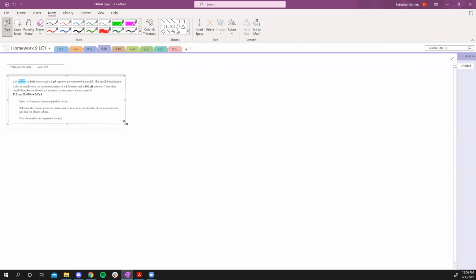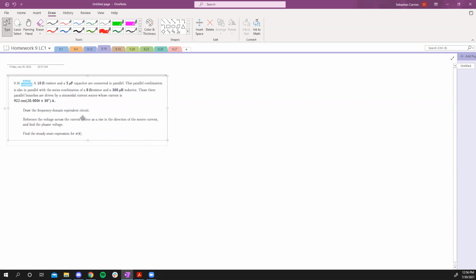Okay. Problem 9.16 says a 10 ohm resistor and a 5 microfarad capacitor are connected in parallel. This parallel combination is also in parallel with the series combination of an 8 ohm resistor and a 300 microhenry inductor. These three parallel branches are driven by a sinusoidal current source whose current is given right here. So it wants us to draw the frequency domain equivalent circuit.